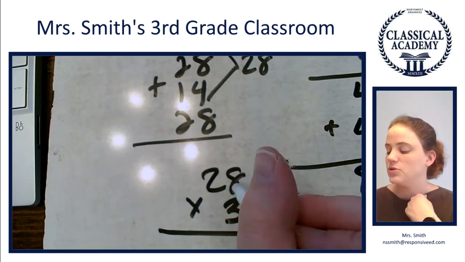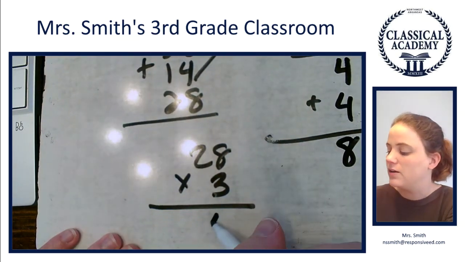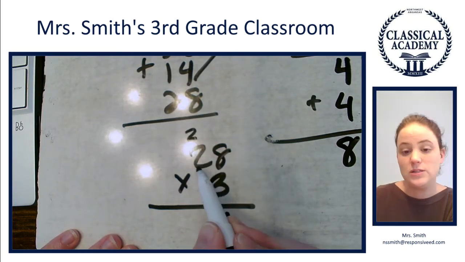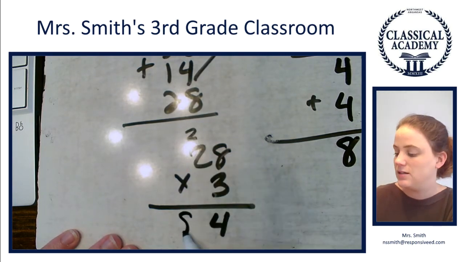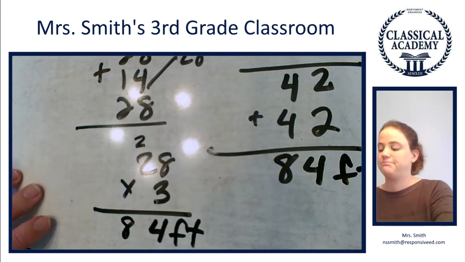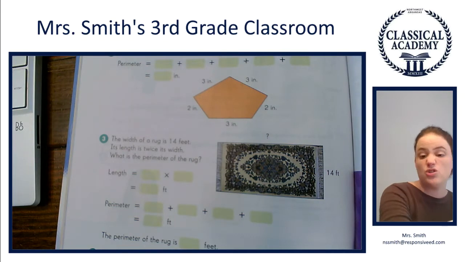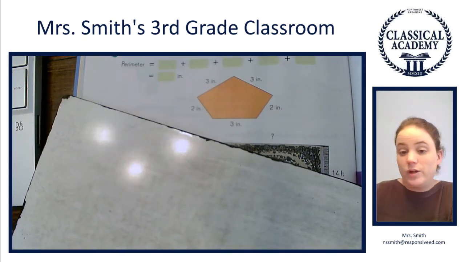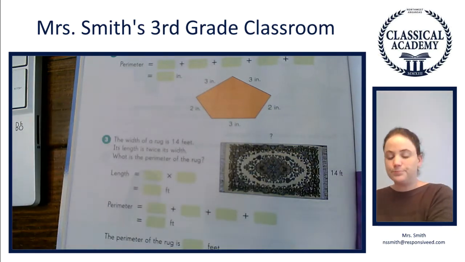I'm going to show you 28 times 3 to get a little bit of multiplication in here. 4, multiply the ones, right? Carry the 2. 3 times 2 is 6, 7, 8. 84 feet. See? Same answer, either way. Now, I know I showed you extra ways to solve it. You could just add all 4, that's just fine, but it rarely gives me such a fun multiplication problem.